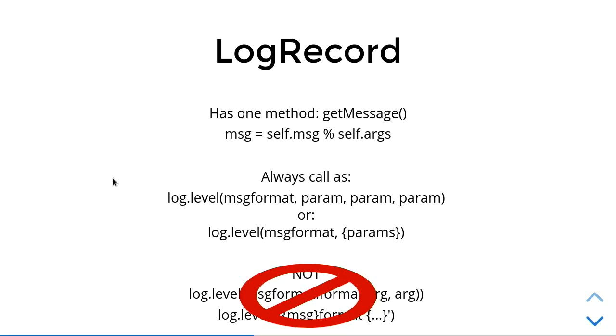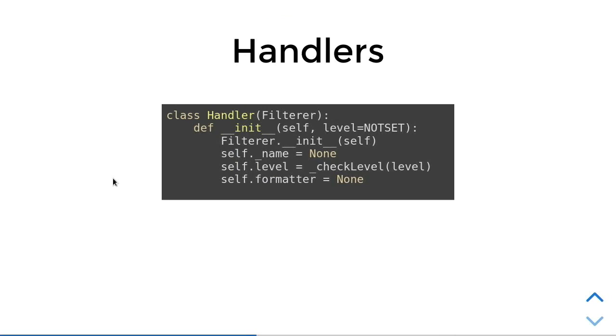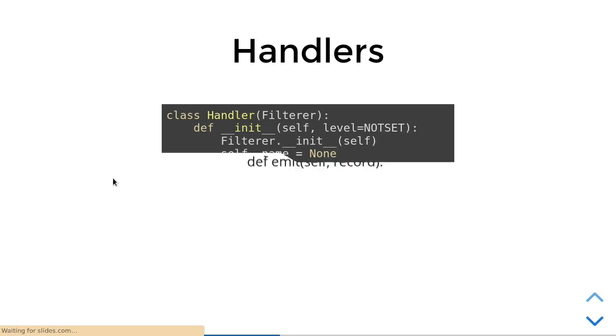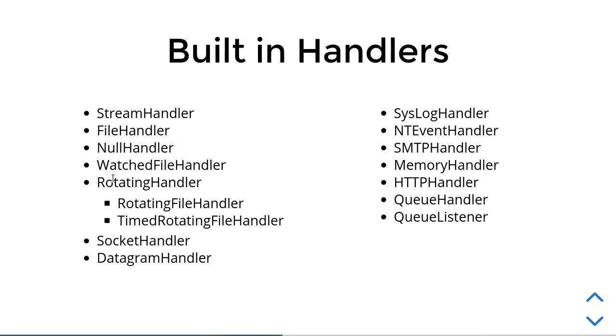Then the messages are passed to handlers, which again extend filterer, so they have a list of filters as well, which we'll get into. A name which they might figure out from somewhere, that's relevant later on. Again, a level and a formatter that they might use. And they have two important methods, which is handle, which is how the messages get passed into them, and emit, which is how this specific handler actually deals with messages. Handle itself is implemented by default for you, which has a lock to make sure that things are happening in order and not stamping all over each other.